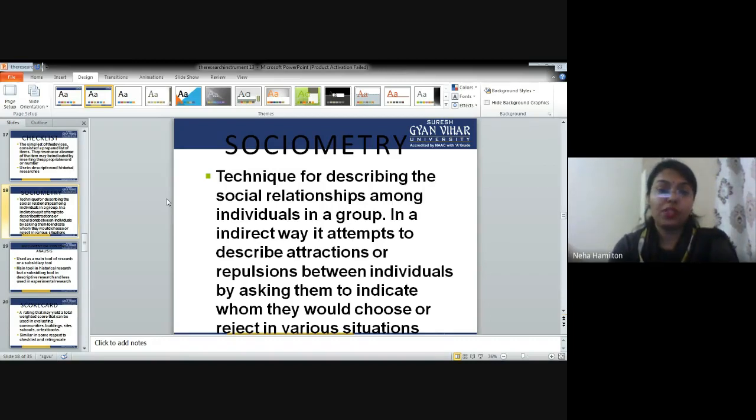Now, what is sociometry? Sociometry is a technique for describing the social relationship among individuals in a group. In an indirect way, it attempts to describe attractions or repulsions between individuals by asking them to indicate whom they would choose or reject in various situations. So, whenever we want to describe the social relationship of individuals in a group, we use this technique, which is called sociometry. It attempts to describe attractions or repulsions between the individuals, and what are the reasons behind those, right?